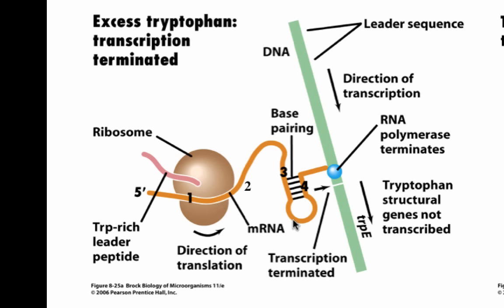That loop is going to be a hairpin termination loop. And as you remember, the hairpin termination loops are going to help destabilize the RNA polymerase and stop transcription. And therefore the RNA polymerase is going to fall off the DNA, and that is going to prevent the tryptophan structural genes from being transcribed.